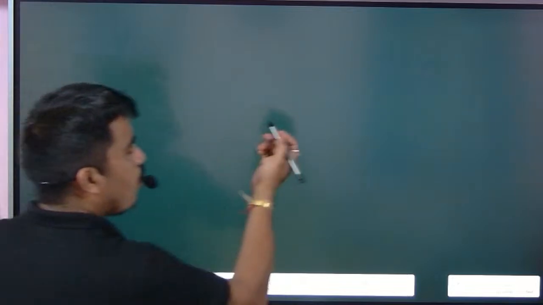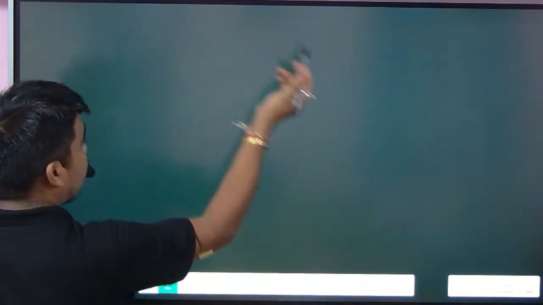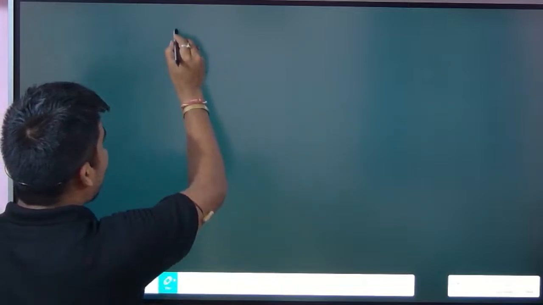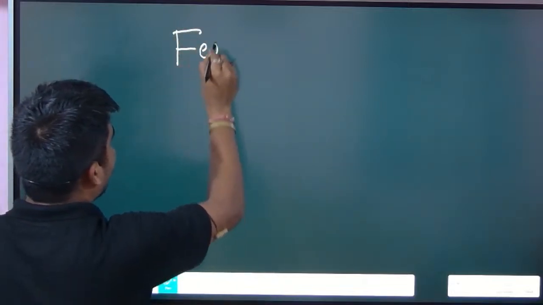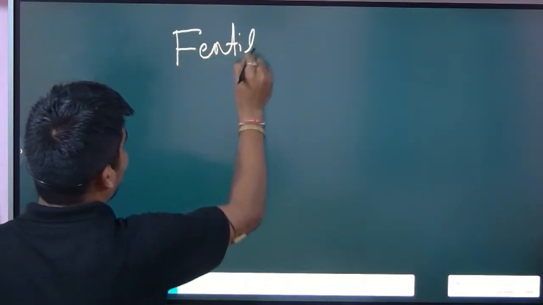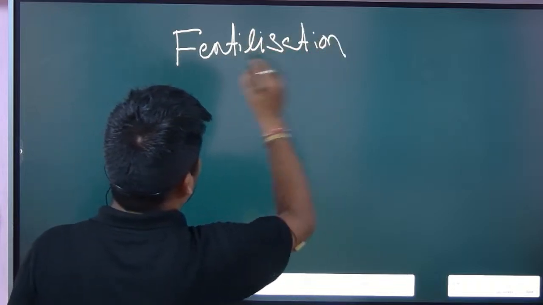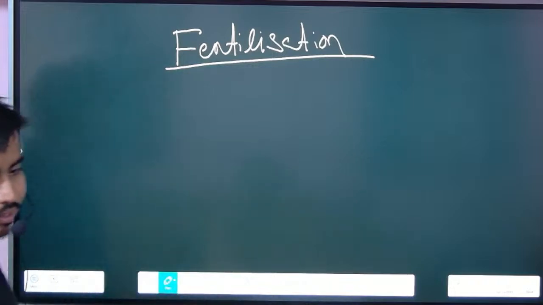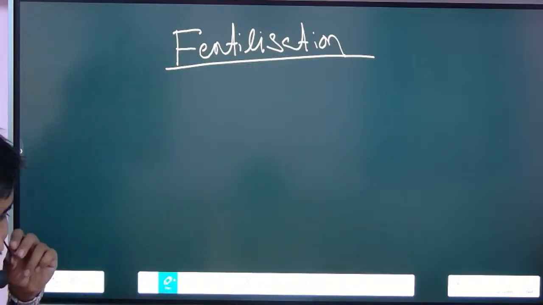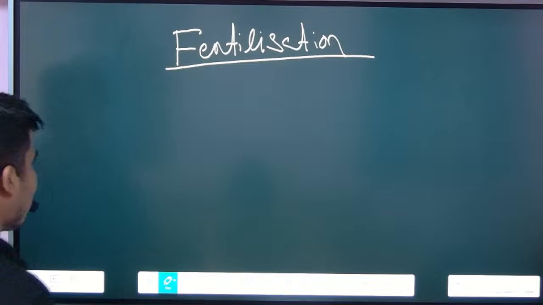So that is about self-compatibility. Now we start fertilization. This chapter is very smart, simple, but we will see how it goes.